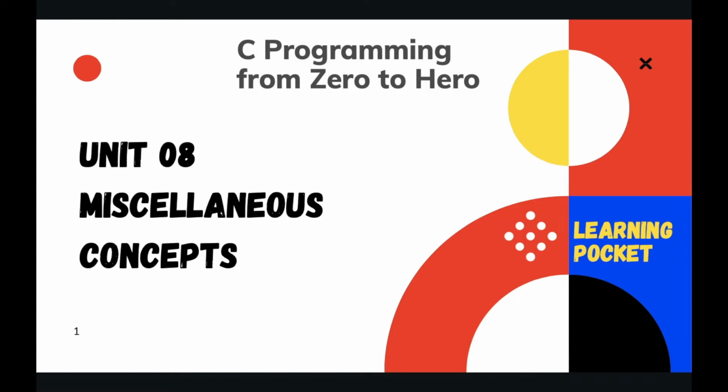We are at the very ending unit of this course, that is unit 8, miscellaneous concepts. These concepts are not mandatory to know, but for a good programmer you should be knowing these concepts, and we are going to learn all these concepts mentioned in the course. Let's see what we have in here.